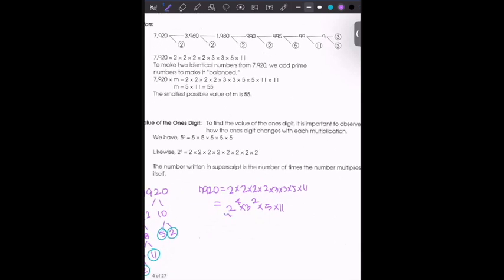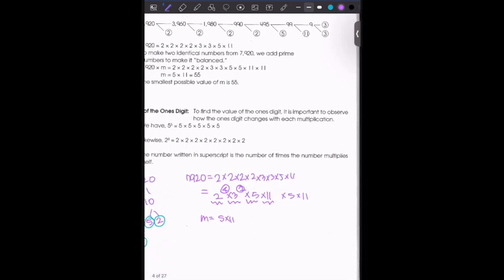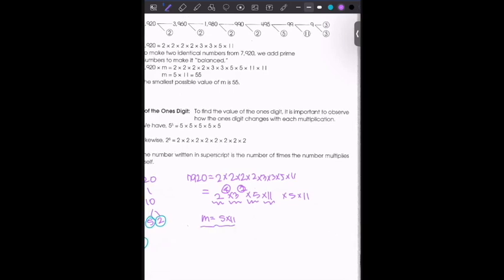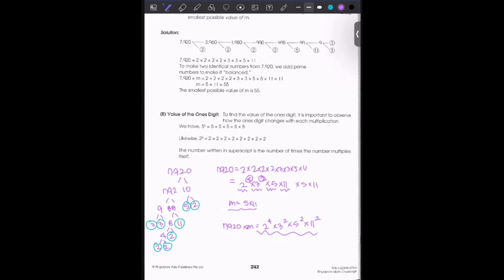And so we have a balanced number of 2s. Since we have 4 of 2s, we have an even or balanced number. So we have identical pairs, and we also have a balanced pair for 3 as well, since we have 2 of 3s. But we only have 1 of 5 and 1 of 11, so we should create pairs for 5 and 11 as well. So m should be 5 times 11, and so that will add 5 and 11 to the product of m and 7,920. So if m is 5 times 11, then the product of 7,920 and m is going to be 2 to the power of 4 times 3 to the power of 2 times 5 to the power of 2 times 11 to the power of 2. So all of the factors will be balanced. And so the smallest possible value of m would be 55.